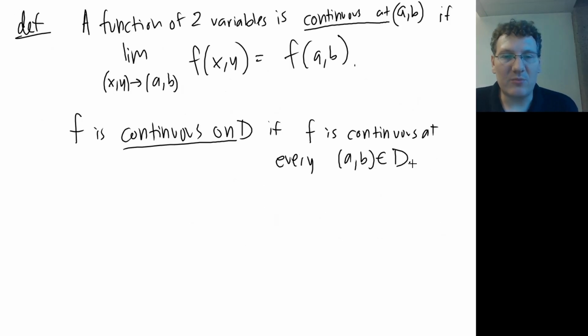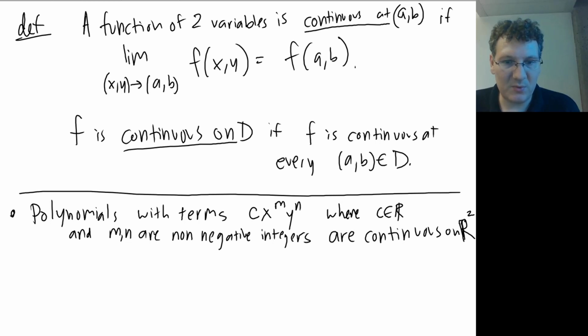So now continuity. This is pretty much the same definition that we have for single variable calculus. We say a function of two variables is continuous at some point a, b if the limit as x, y approaches a, b is equal to f of a, b. And then we would say f is continuous on its domain if f is continuous at every point on its domain. So for example, polynomials with terms c x to the m y to the n, where c is some constant real number and m and n are non-negative integers, would all be continuous on all of R2.